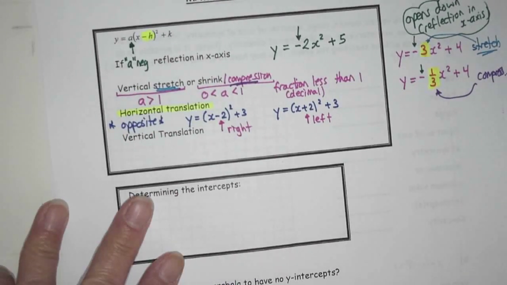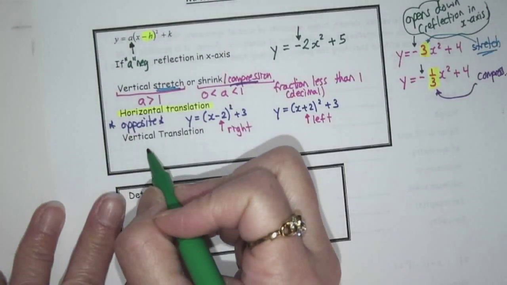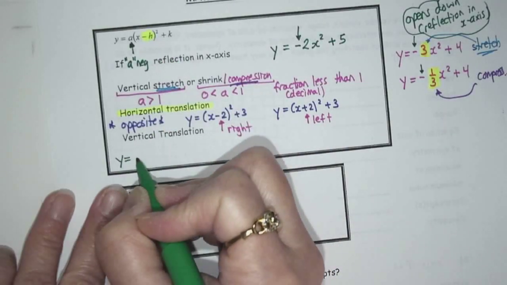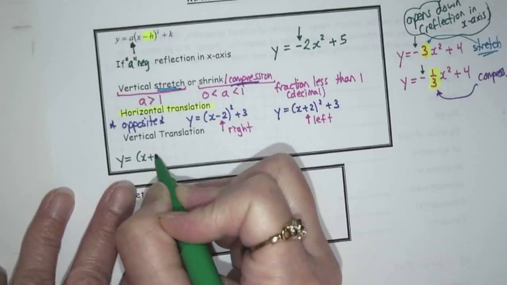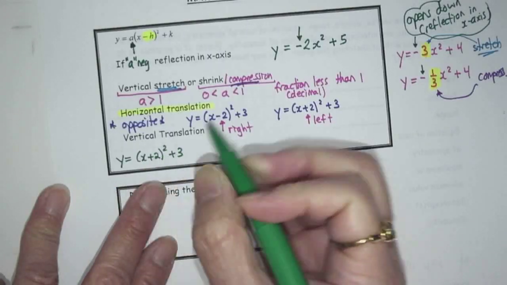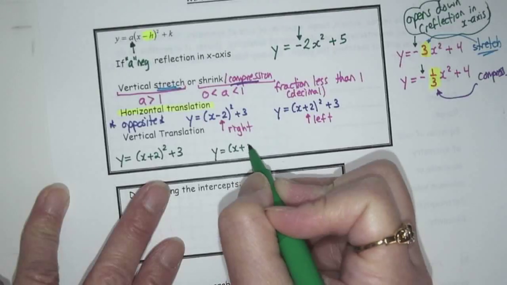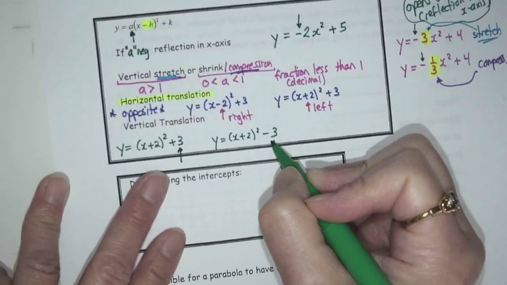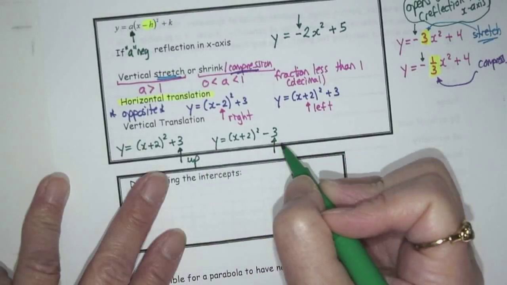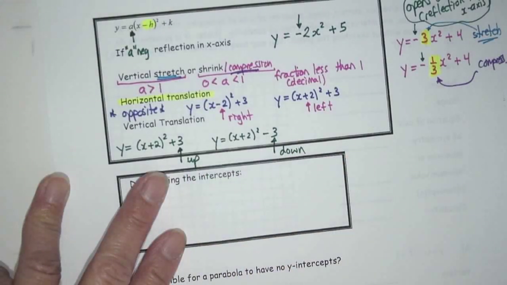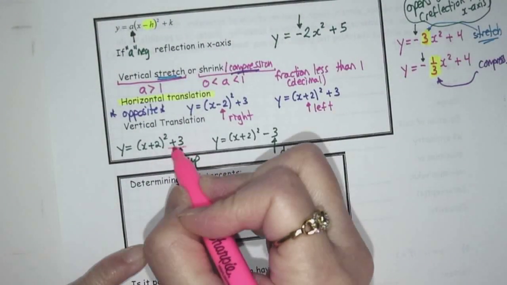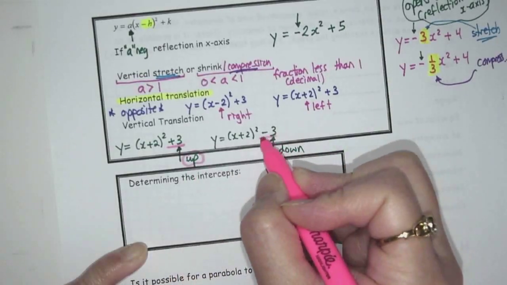For the vertical translation, we already know this one from before. So the vertical translation is going to be the last value here. So if you said y equals, say, (x + 2) squared + 3, and y equals (x + 2) squared - 3, the vertical translation is the last value here, and this would be up, and this would be down. How do you know that? You look here at the sign, and if it's a plus, then it's up, and if it's a minus, then it's down.